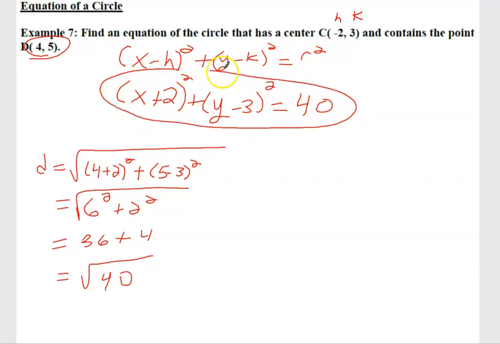So the equation for this circle with a center of negative 2, 3, and has a point on the circle of 4, 5, is going to be x plus 2 squared, and then plus y minus 3 squared, and it's going to equal 40.